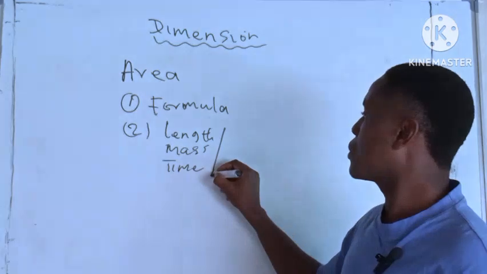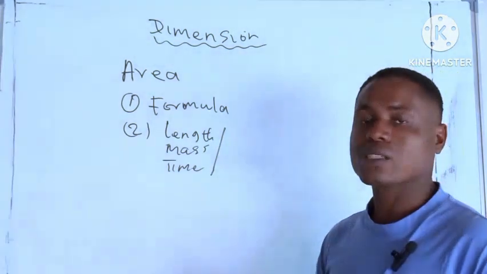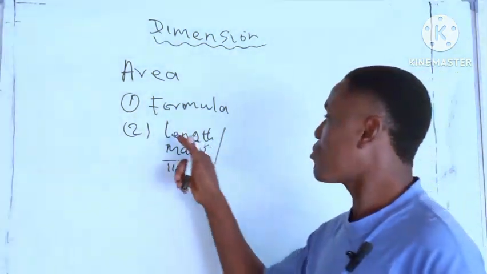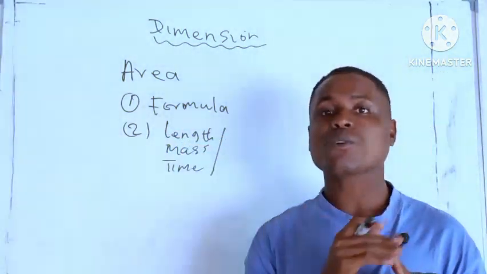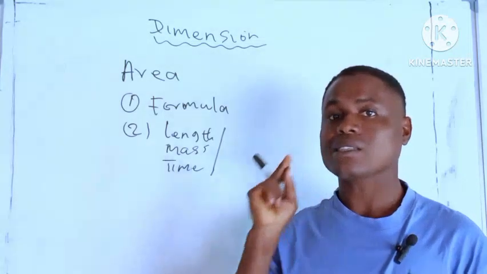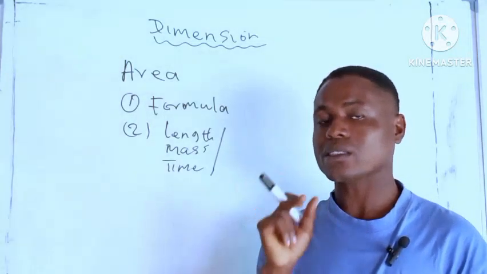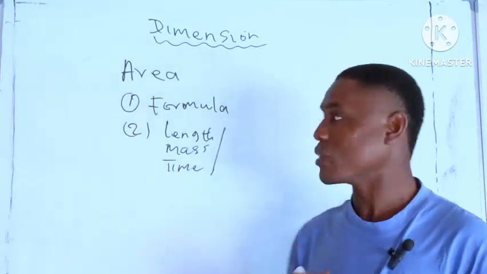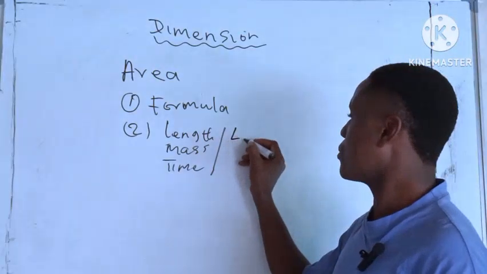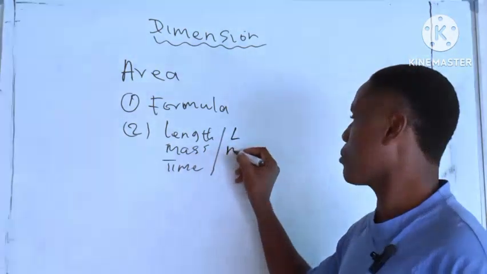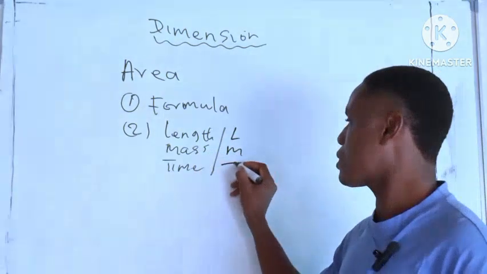Keep watching. So what is the symbol of length? Symbol means the first letter. Are you getting it? If I say what is the symbol of Steven? S is the symbol of Steven. The first letter. So what is the symbol of length? The symbol of length is L. The symbol of mass is M. And the symbol of time is T.